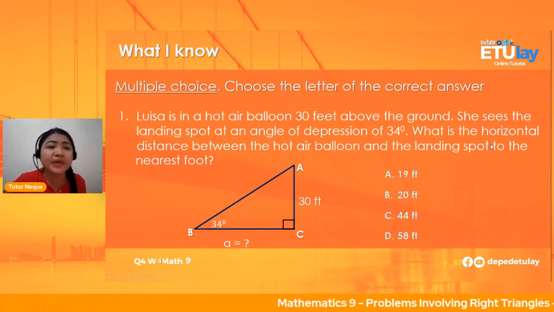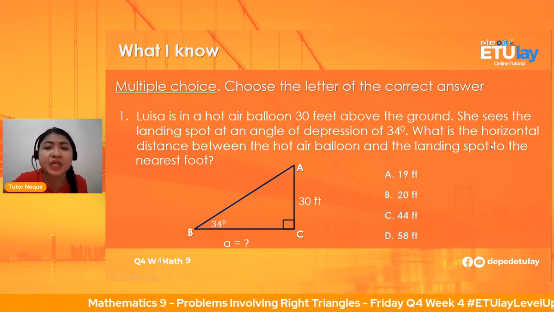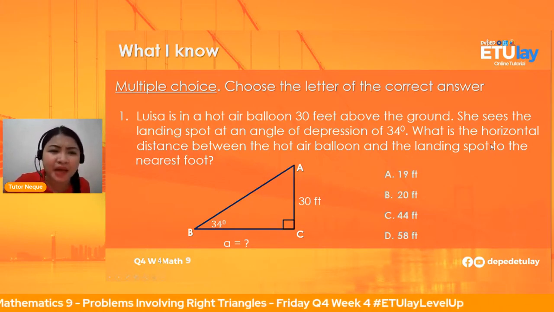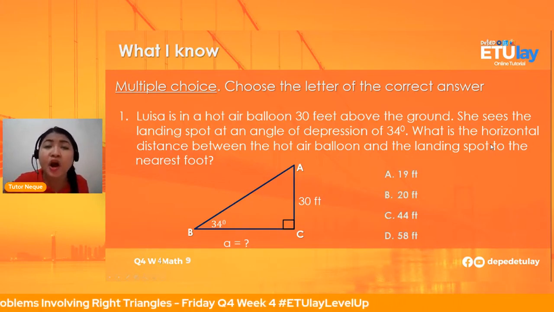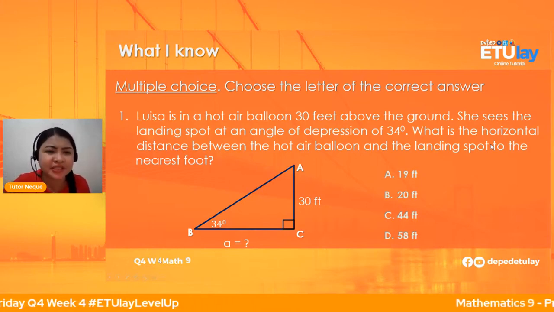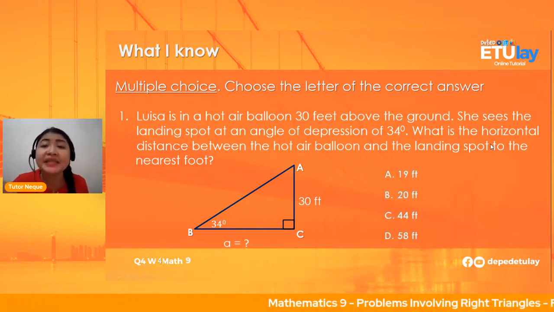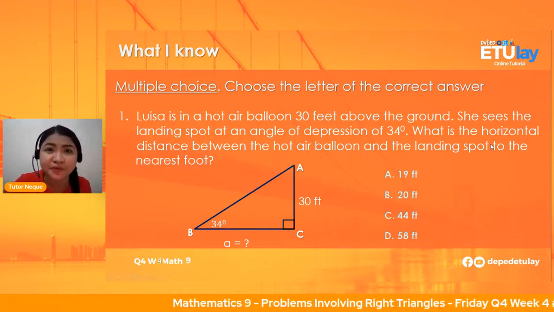Number 1. Luisa is in a hot air balloon 30 feet above the ground. She sees the landing spot at an angle of depression of 34 degrees. What is the horizontal distance between the hot air balloon and the landing spot to the nearest foot?